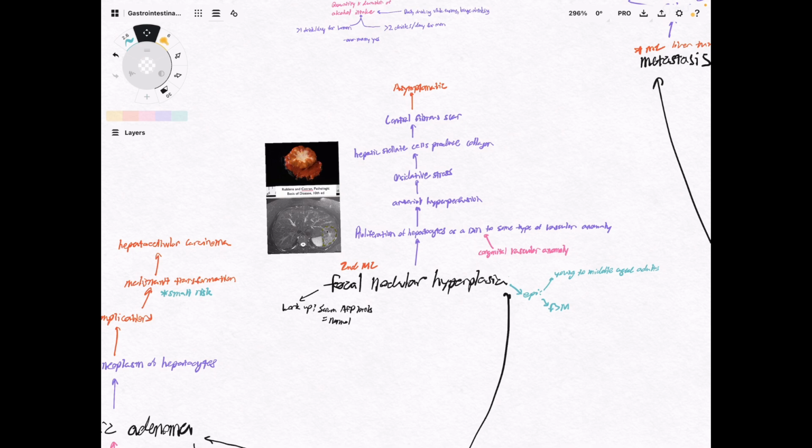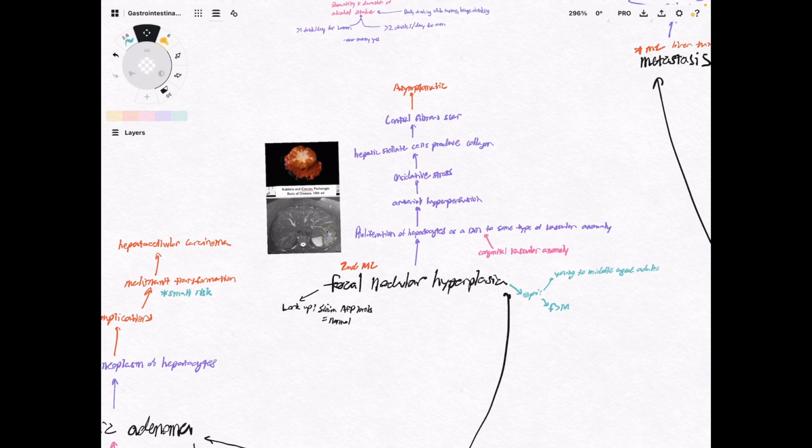Alright, so to discuss this one, what you need to understand is that this is just a proliferation of hepatocytes due to a congenital vascular anomaly. So a vascular anomaly occurs, and then hepatocytes proliferate around that, and it causes arterial hyperperfusion. There needs to be more blood to the hepatocytes, and because you have more blood, you have more oxidative stress, and this leads to hepatic stellate cell activation. And of course, the stellate cells are in charge of producing collagen, and that causes fibrosis around the proliferation of hepatocytes, and this produces a central fibrous scar, typically asymptomatic.